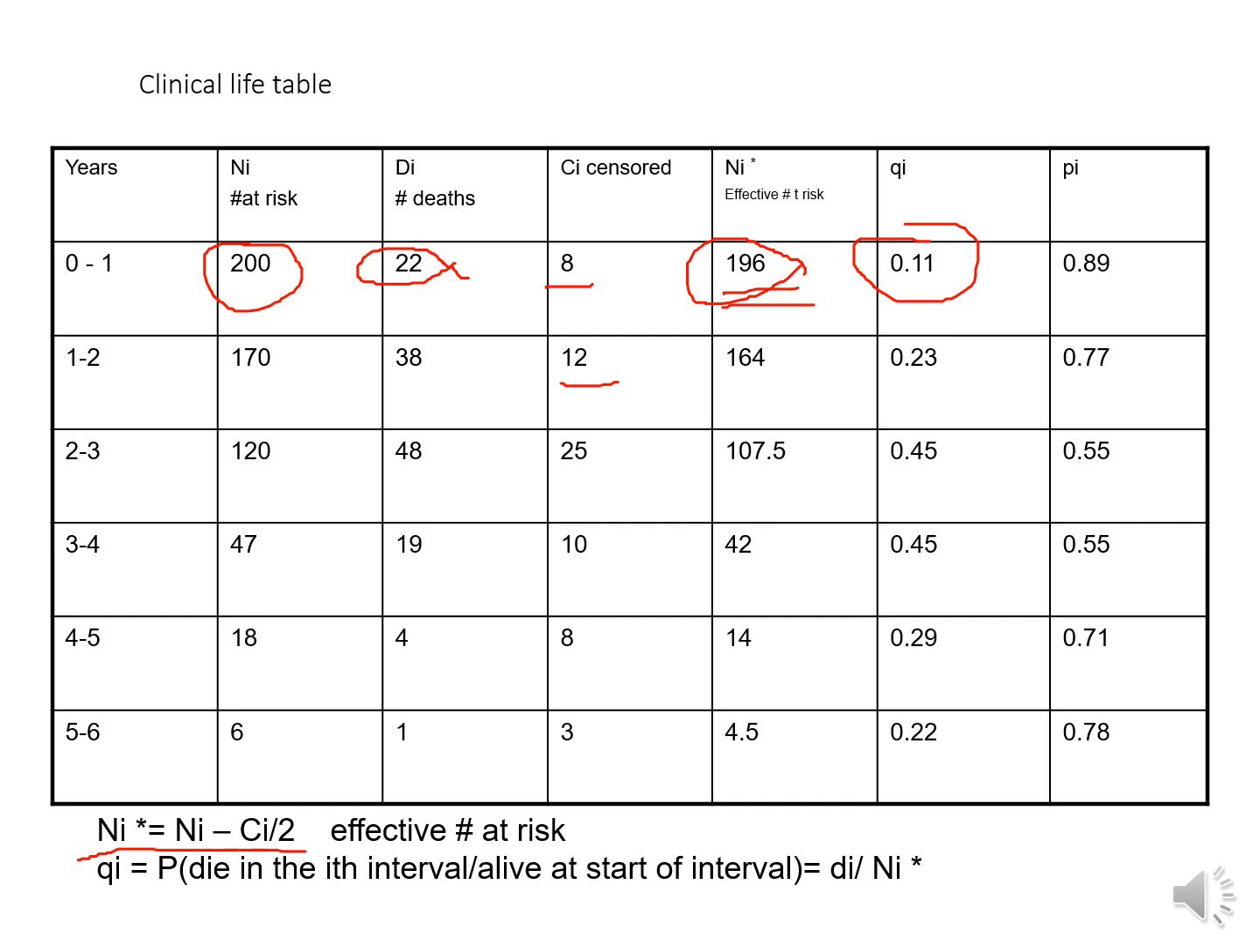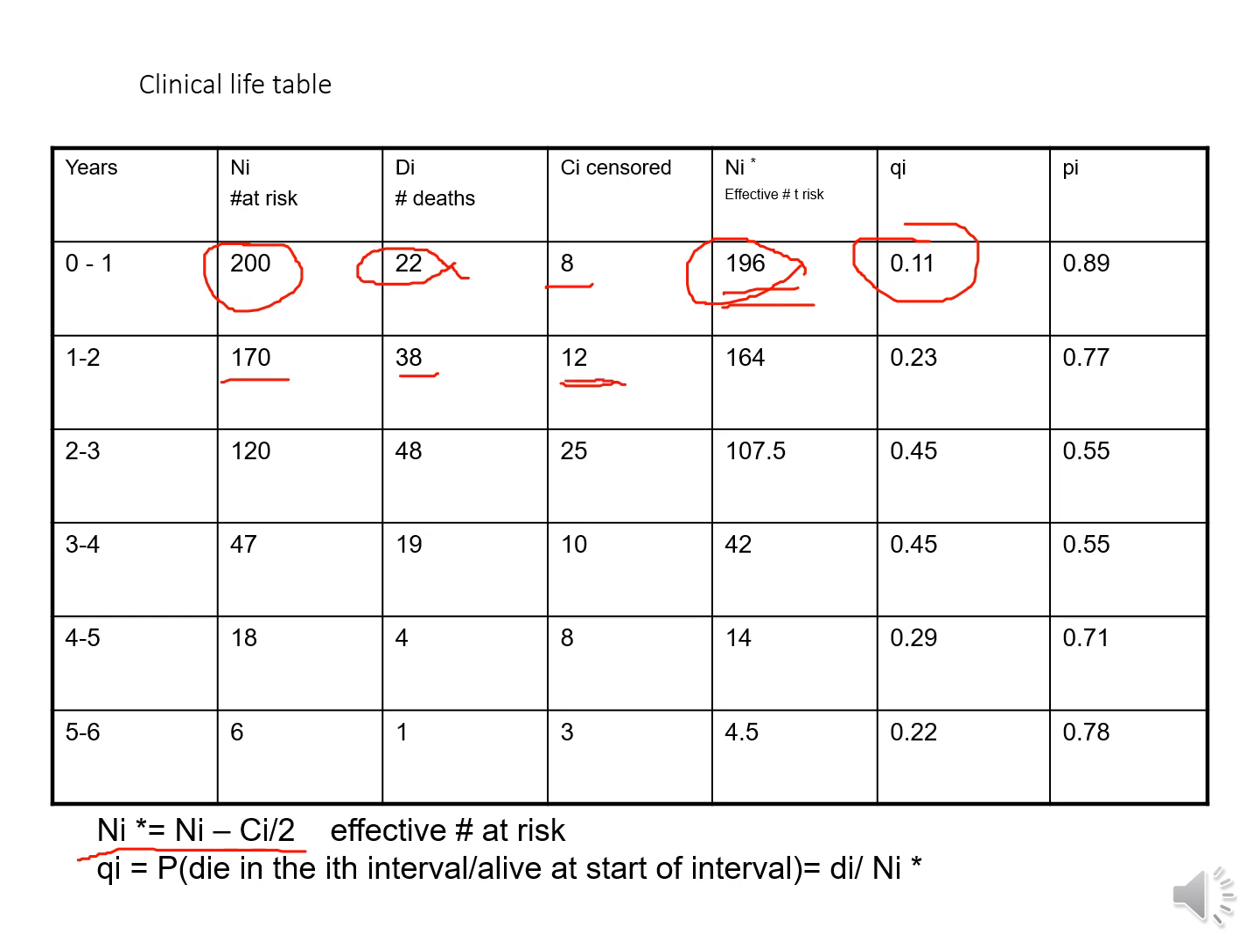I go to the second one. So to get to interval 1 to 2, we already lost 22. We lost as well 8, right? So these are 30 already lost, 170. So 170 are left in terms of the participants. During that follow-up period, we have 38 that died, so these developed the event, and 12 were censored.